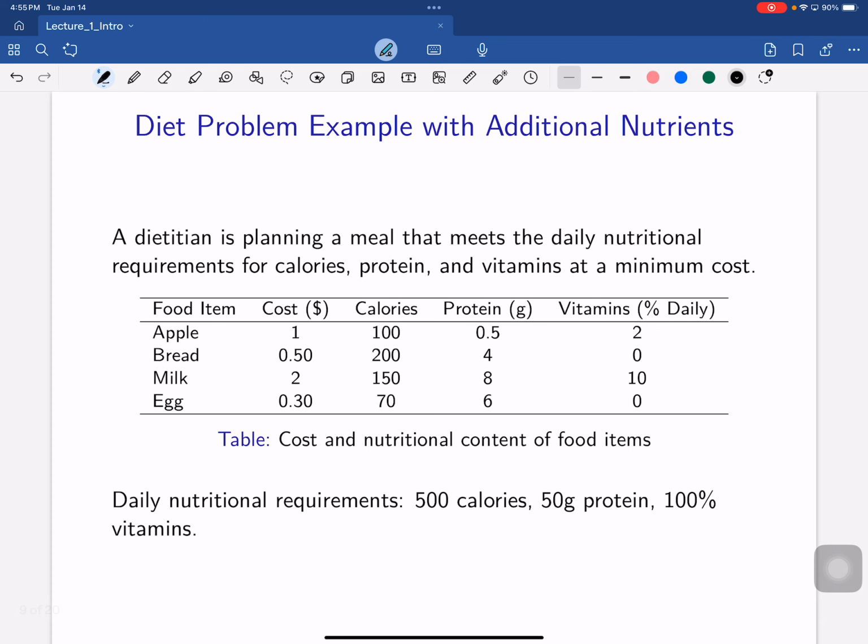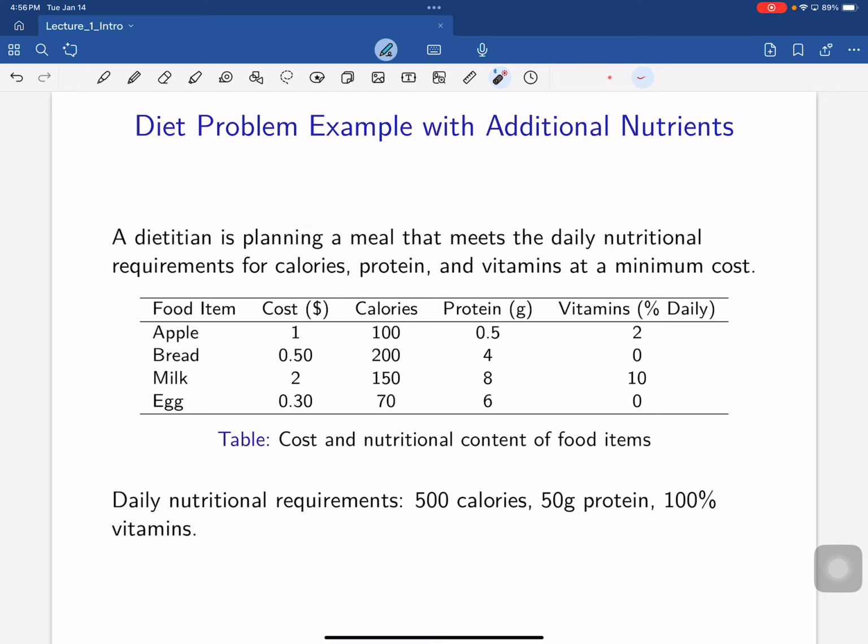Now the second problem is what we call a linear programming problem. Let's first talk about this problem in natural language. Then I will ask you to think a little bit about how you formulate this as a mathematical model. So here the application is the following. A dietitian is planning a meal that meets the daily nutritional requirements for calories, protein, and vitamin at a minimum cost. So there are different food items we have, like apple, bread, milk, and egg, right?